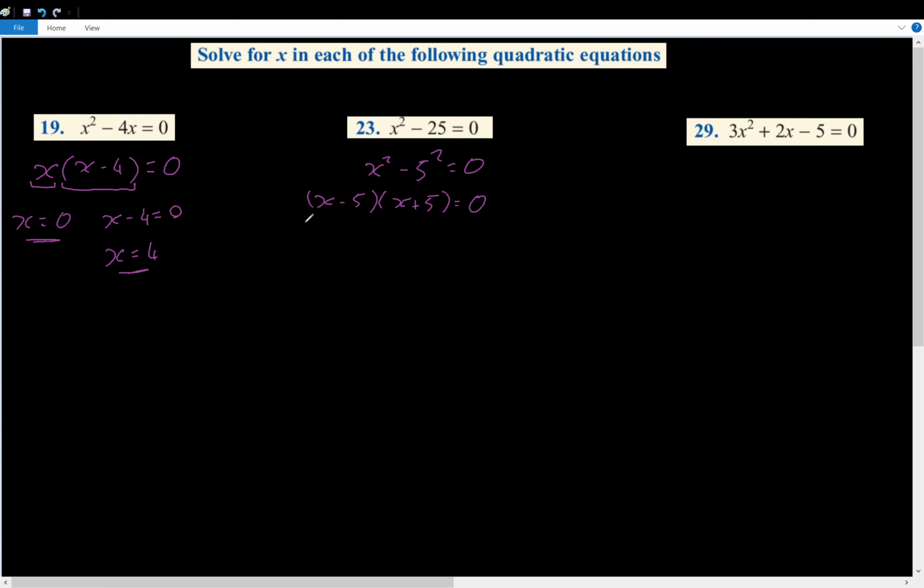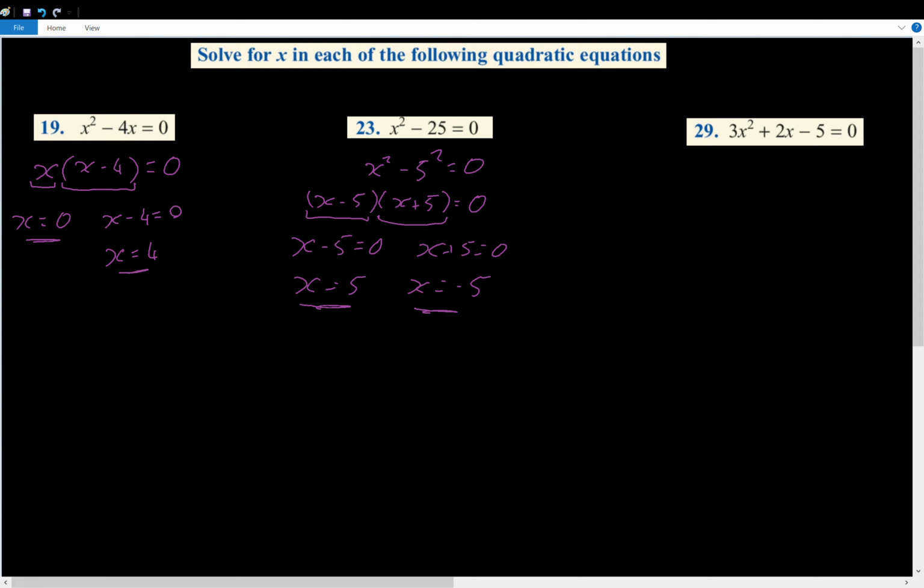And now we have one term in brackets and a second term in brackets we multiply together to equal 0, which means they're both equal to 0. So we say x minus 5 is equal to 0, and we say x plus 5 is equal to 0. So x is equal to 5 or x is equal to minus 5. And those are our two solutions to 23.